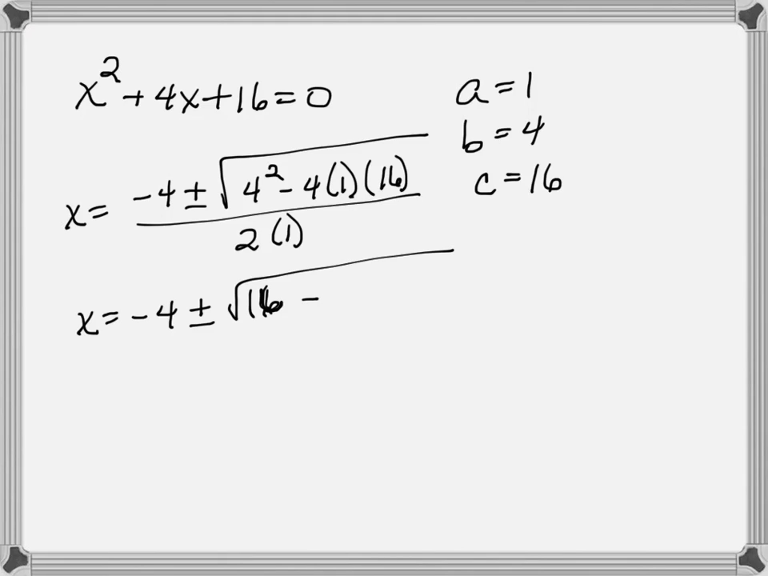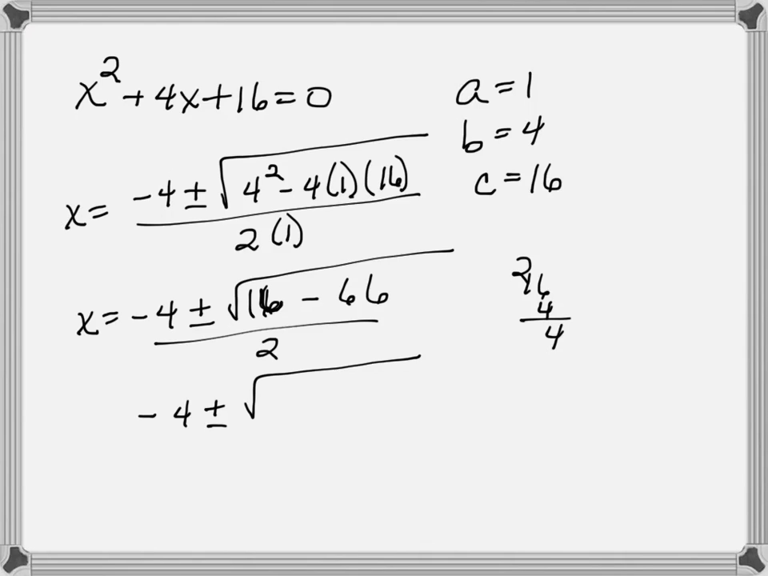which is going to be 66, I believe, over 2. So that's negative 4 plus or minus the square root. Well, let me check that. That's not 66. 64. That should be 64. Okay, so this comes out to be negative 48 over 2.